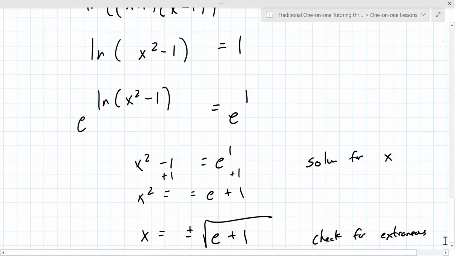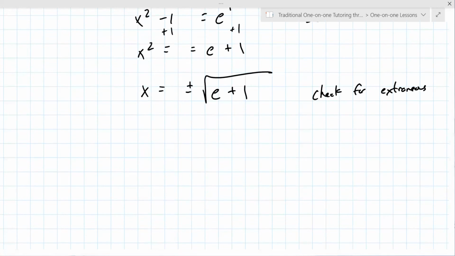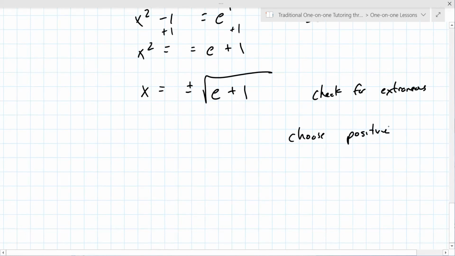If you're looking for the thing that works 80% of the time, choose the positive. But having said all that, if you have an instructor that likes to go against the grain, that might not work. Okay, part B.